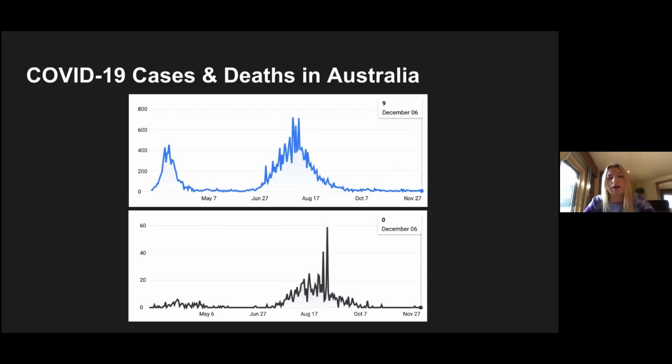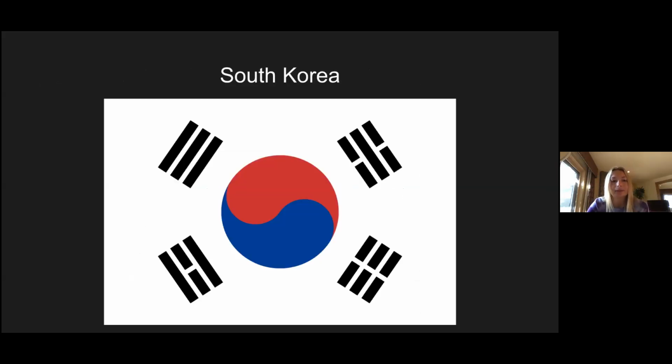So overall, Australia has done very well relatively to combat the virus, and a lot of this is due to their strict lockdown policy and contact tracing and border closures. But also the citizens' willingness to comply to the rules imposed by the Australian government. And that's it for me.